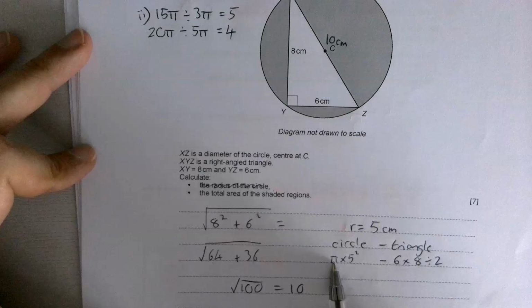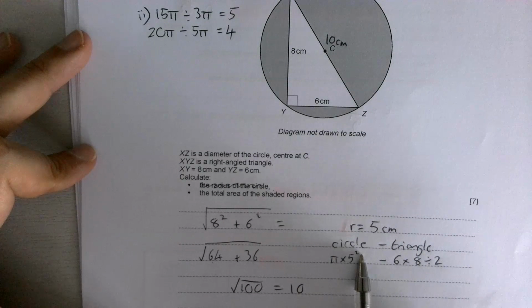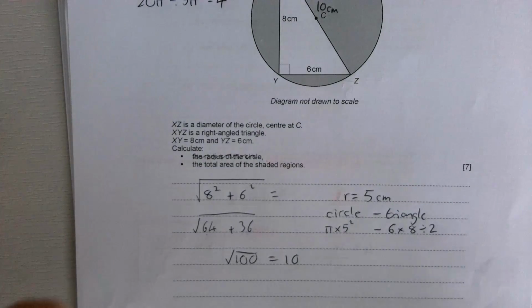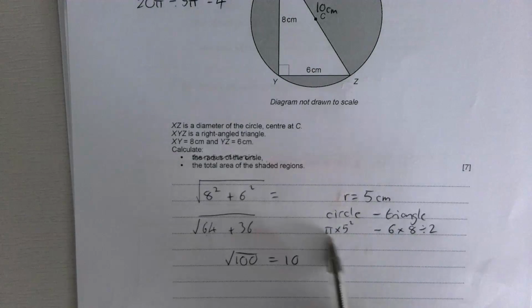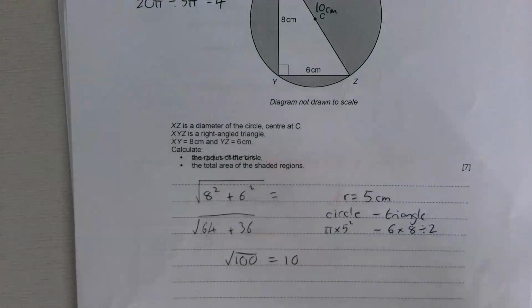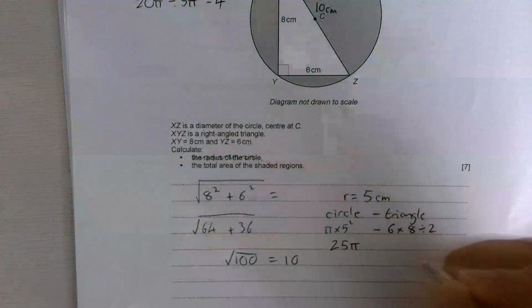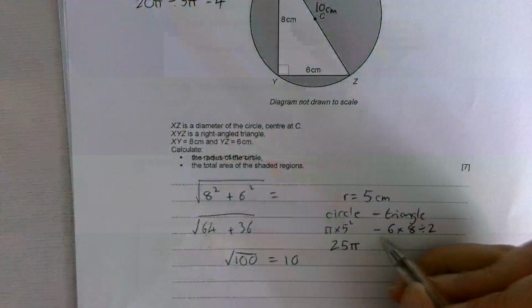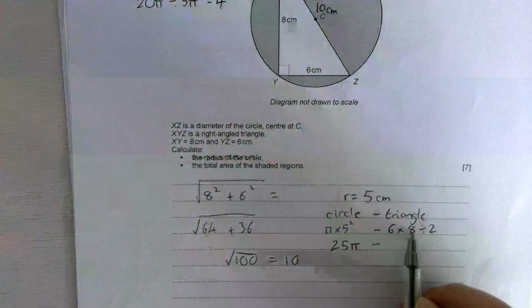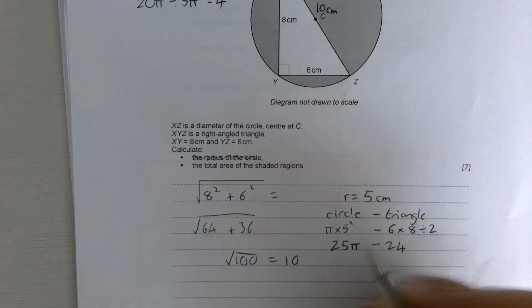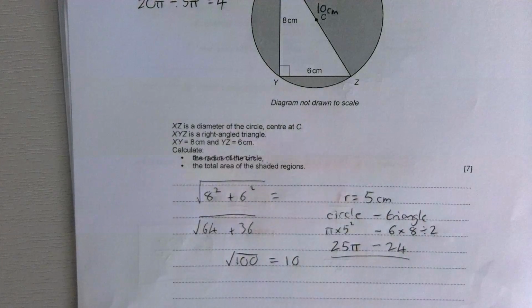So pi times 5 squared is going to give me 25 pi. Remember, if you put that into your calculator, your first answer always comes up looking quite nice, which is weird because obviously anything to do with pi is going to be a horrible decimal number. So when I do pi times 5 squared, the first answer on the calculator is 25 pi, and that's how you want to leave it. Okay? Take away 6 times 8 is 48, divided by 2 is 24, so that's my answer. 25 pi minus 24.